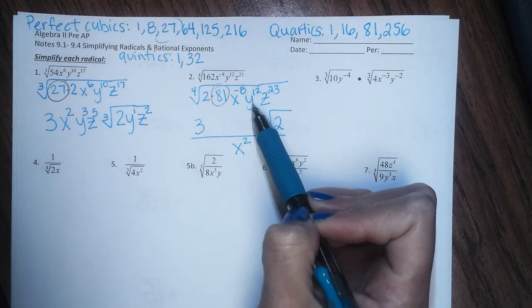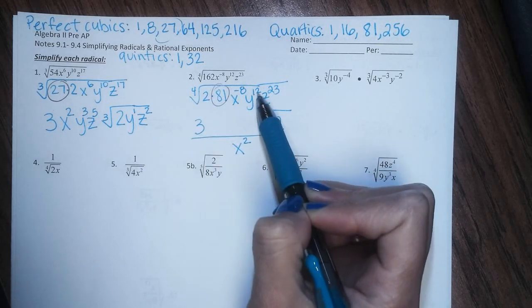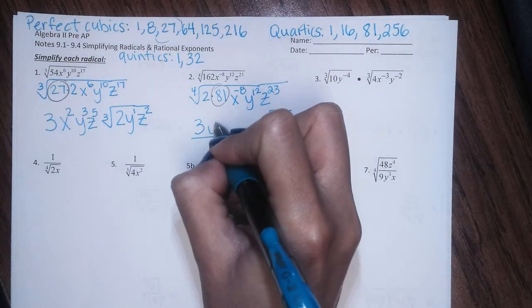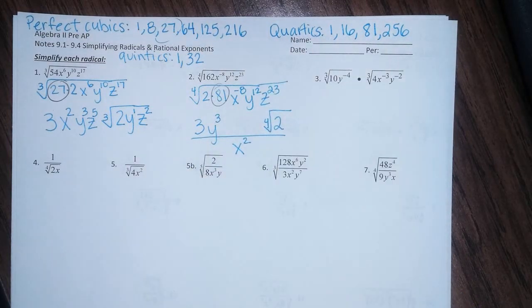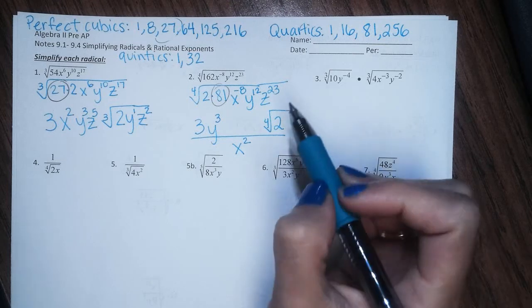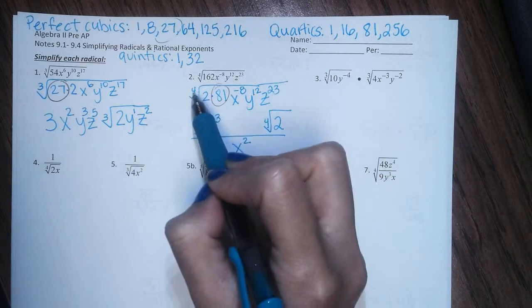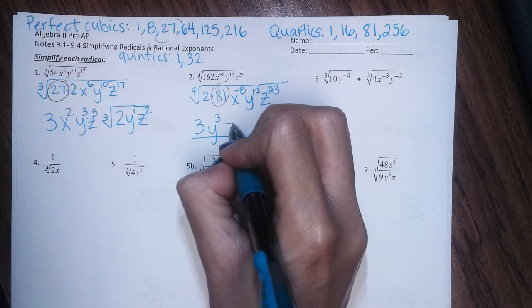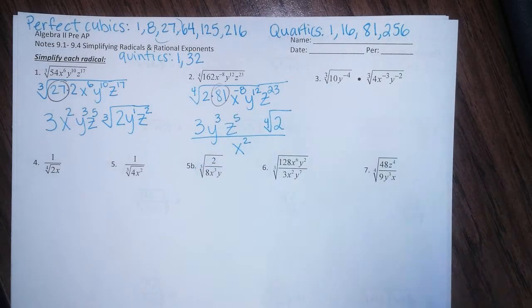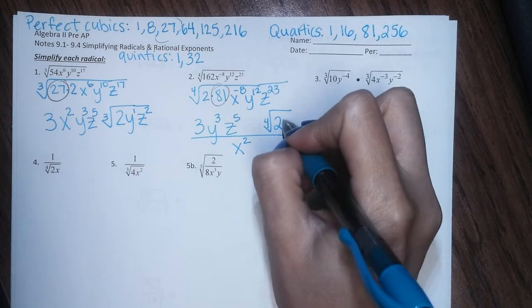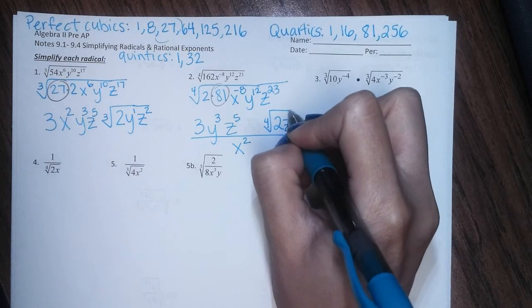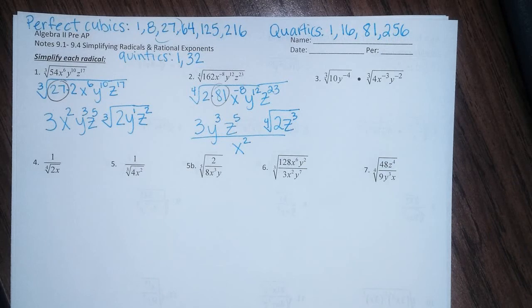Keep going with the y. 4 goes into 12 3 whole times with no remainder. I'm going to put it on the top because it wasn't negative. And then finally z. 4 goes into 23 5 whole times, because 4 times 5 is 20, and the remainder would be 3. So z cubed.